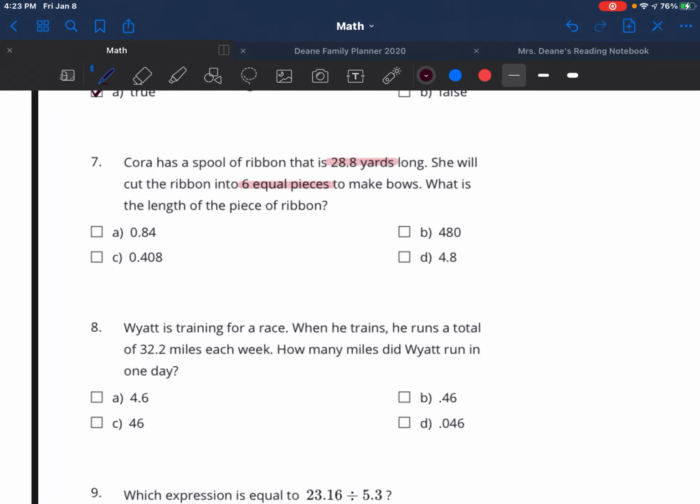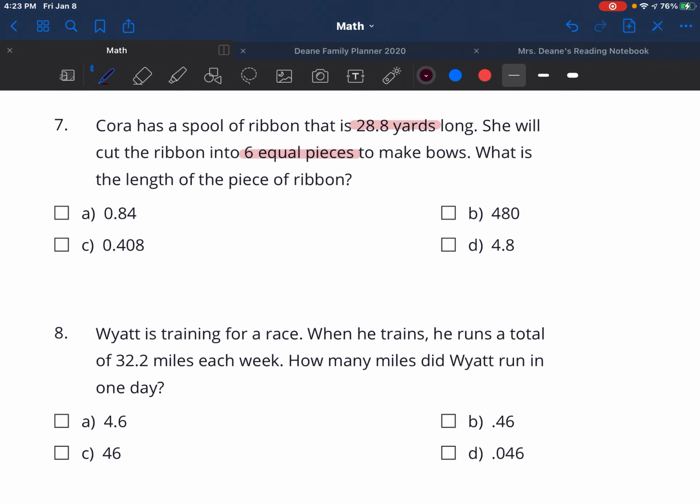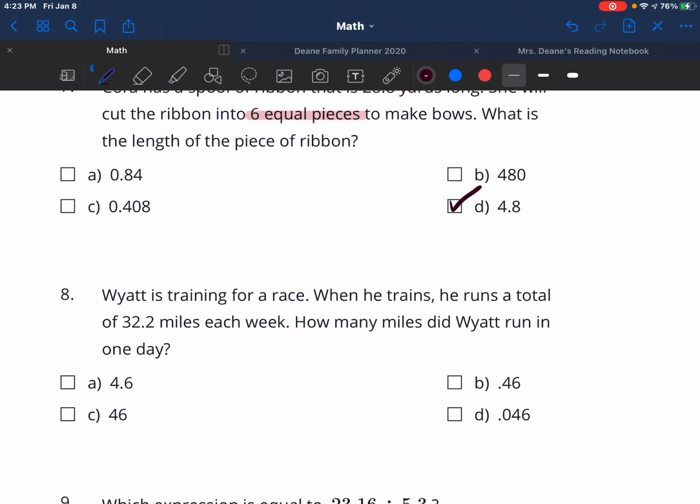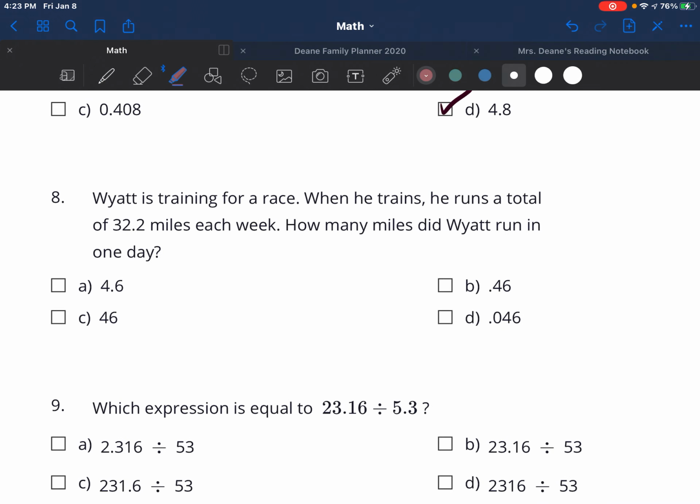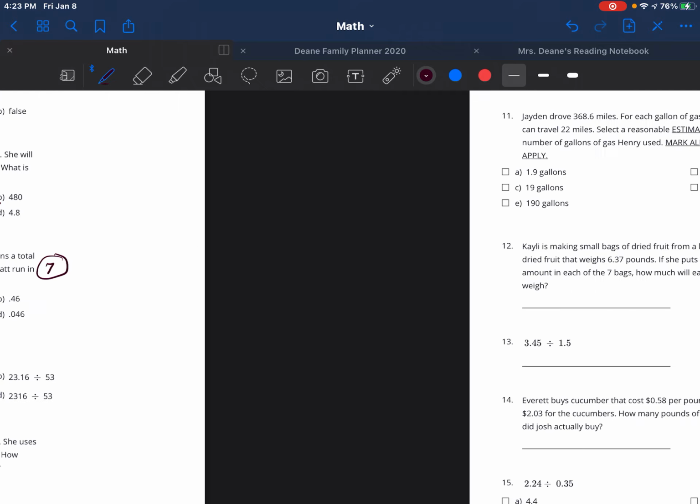So we go back, find 4.8, which is D, and go on to number 8. Wyatt is training for a race. When he trains, he runs a total of 32.2 miles each week. How many miles did Wyatt run in one day? So how many days are in a week? If you're right, you would have said 7. So we'd have to divide this by 7 to figure out how many miles he runs in one day.